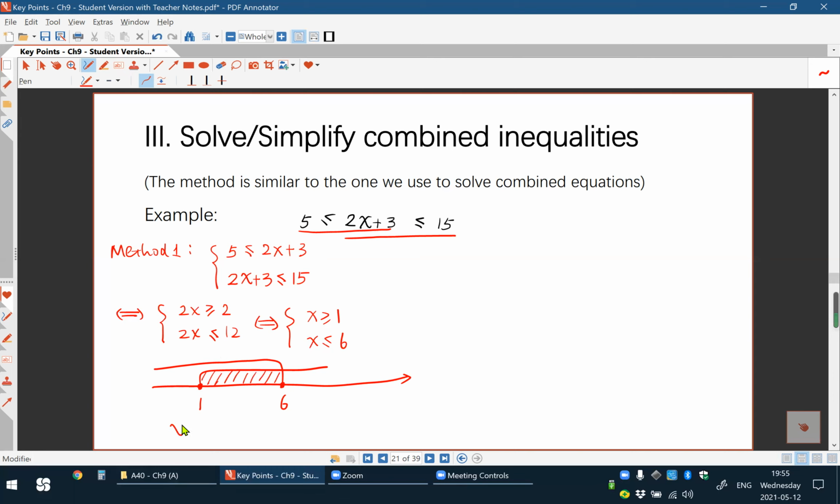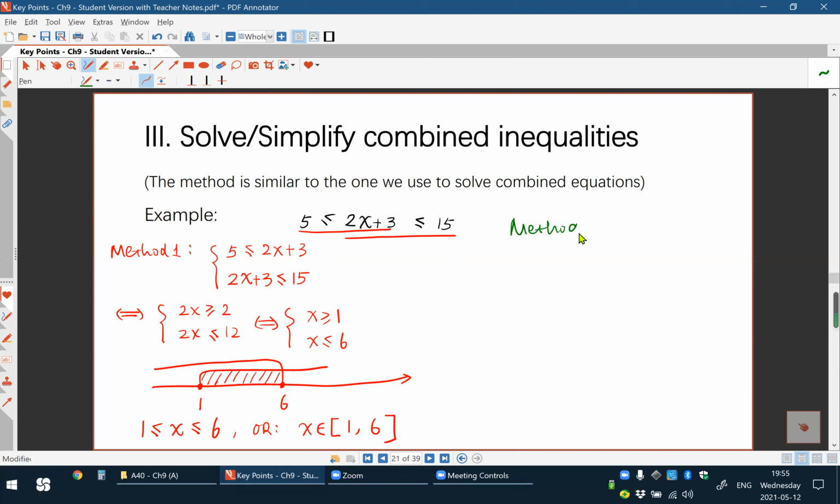This means x should be equal to or greater than 1 and equal to or less than 6, right? Or you can use the other notation, which is x belongs to an interval, which is 1 to 6 inclusive, right? If it is inclusive, you should use the square brackets. Okay. Any questions? Okay, this is the first method, okay?